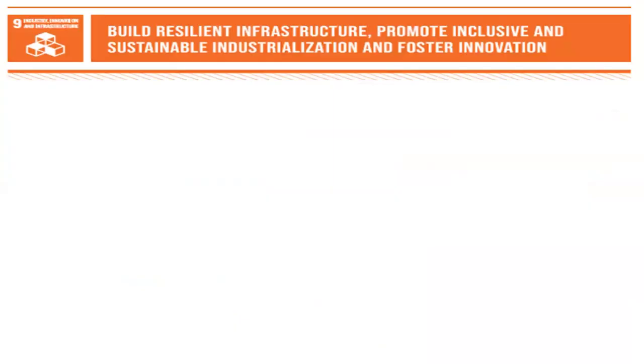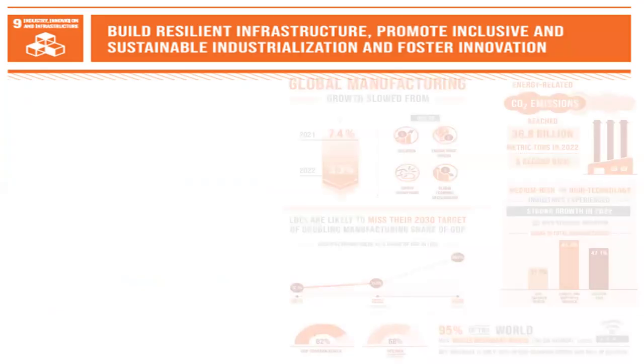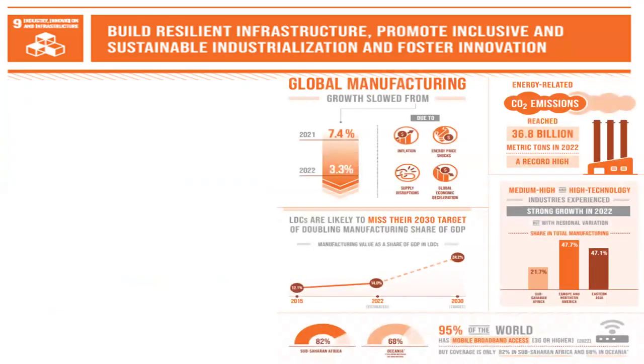Next one is industry, innovation, and infrastructure, with a goal to build resilient infrastructure, promote inclusive and sustainable industrialization, and foster innovation to drive economic growth and improve quality of life globally. Why SDG 9 matters is infrastructure, industrialization, and innovation are cornerstones of economic growth and development. Reliable infrastructure enables efficient transportation, energy, and communication systems that are essential for modern life. Sustainable industries create jobs and drive economic progress while minimizing environmental impact. Fostering innovation enhances technological capabilities, improving productivity and addressing global challenges.